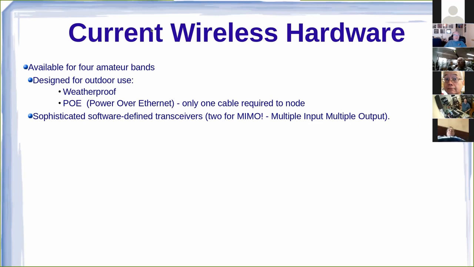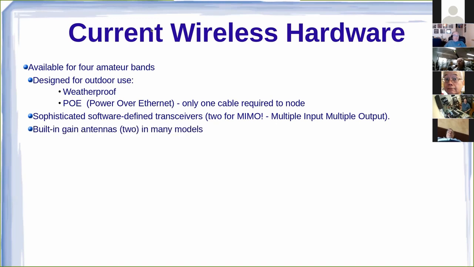Not one, but 2 very sophisticated transceivers inside there. Transmitter, receiver, digital, software-based digital modem, CPU, RAM, ROM, Ethernet interface, power, PoE interface, and there's 2 of them in there. They use 2 for MIMO. We'll talk about it even more.